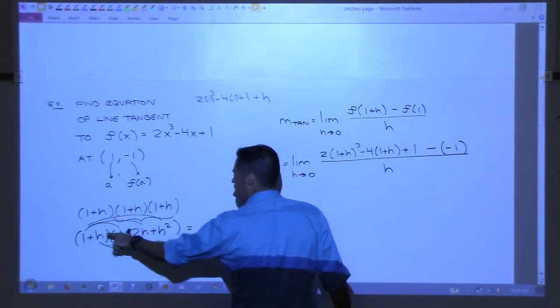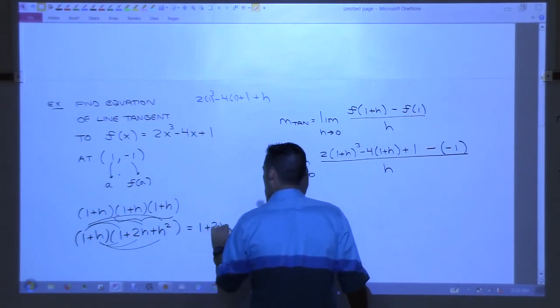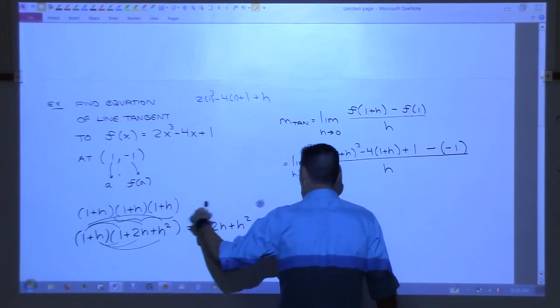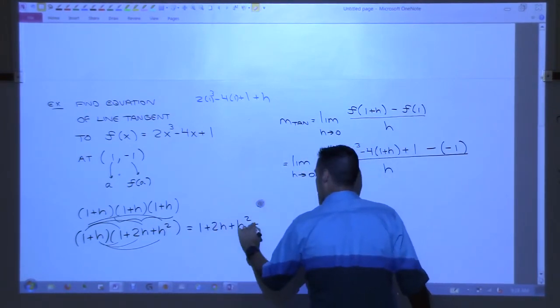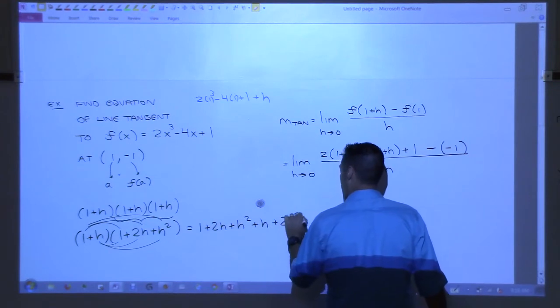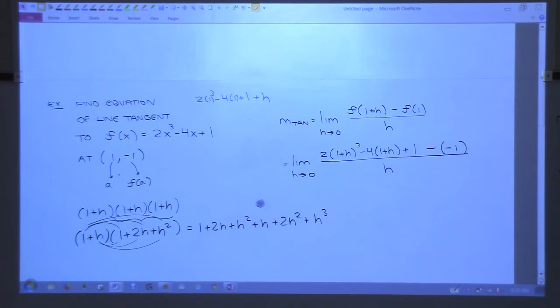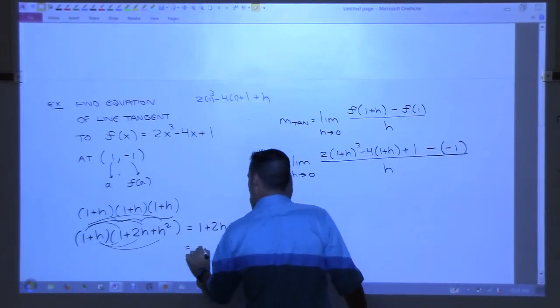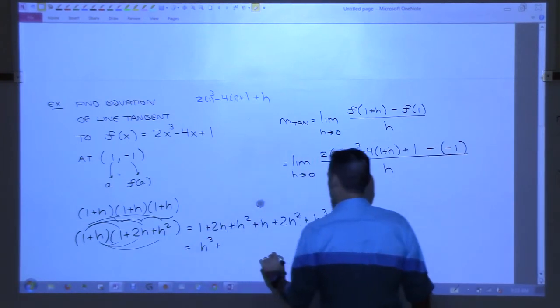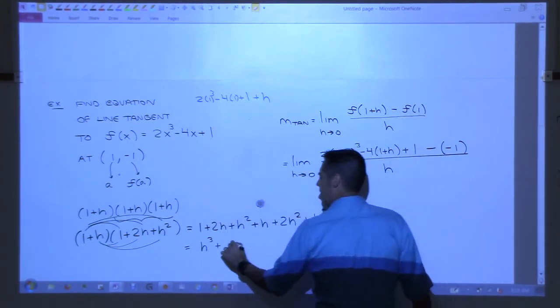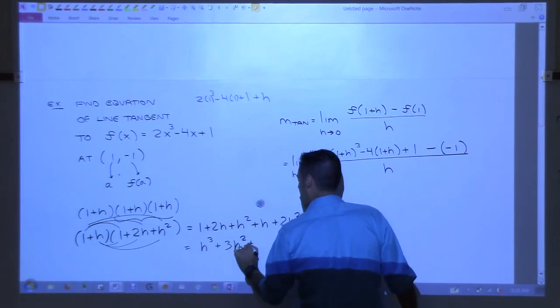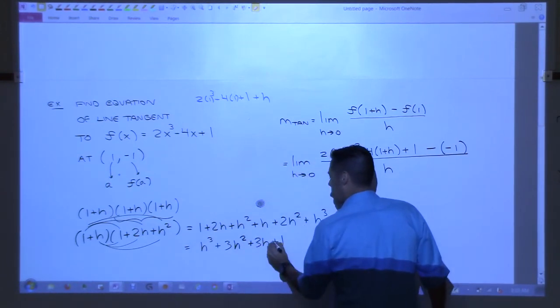When we pass the 1 through, we get 1 plus 2h plus h squared. What happens when we pass the h through? Plus h plus 2h squared plus h cubed. And collect like terms together. H cubed plus, we should get 3h squared, plus 3h, plus 1.